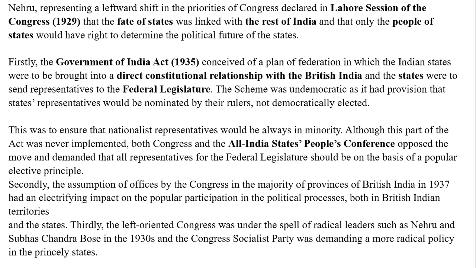So what was happening? In 1937, you would see the Congress participated in elections, and in the majority of the provinces, people could understand what democracy is, what elections are. So basically, they would understand what it means to participate in a democratic process. Further, the left-oriented Congress, I told you that the Congress was now in the young hands of Nehru and Subhash Chandra Bose. The left-oriented Congress was very much influenced by Nehru and Subhash Chandra Bose, especially after the 1930s, and they were demanding a more radical policy in the princely states.